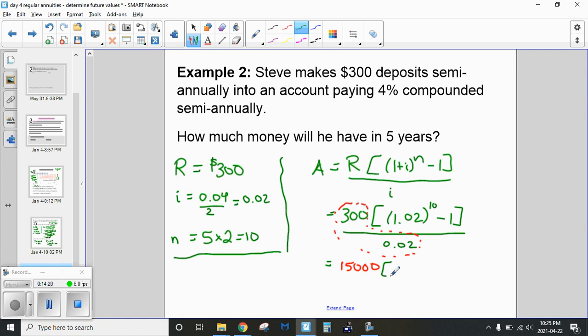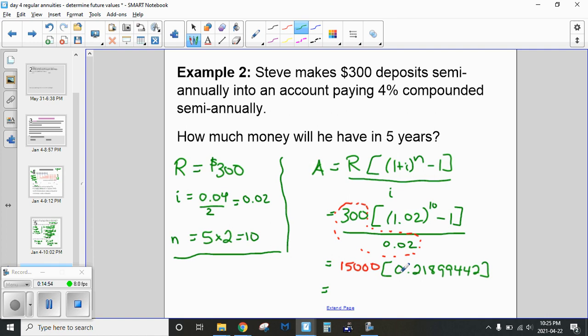And then there's still the square bracket left to simplify. 1.02 to the exponent 10, subtract 1 from that. The answer to that square bracket is 0.21899442. So that looks nice. I got rid of the fraction a little bit quicker. So you can use this method if you like it, dealing with the stuff that's not in brackets first as a new coefficient.